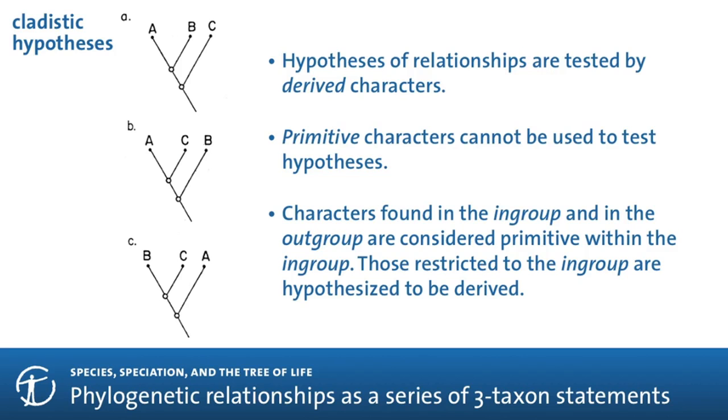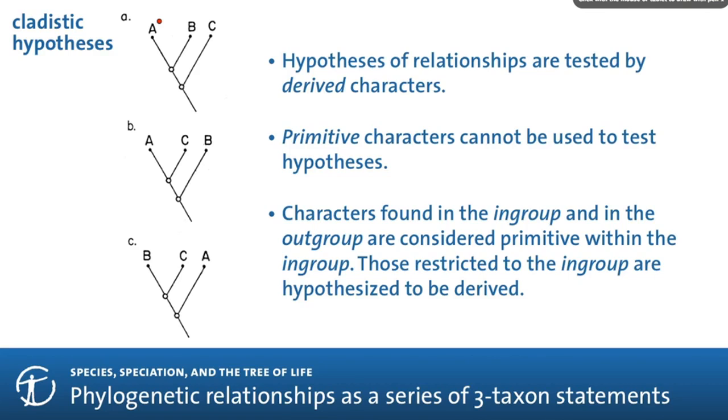Now let's talk about how we're going to build trees. We have three hypotheses here for three taxa. That's all the hypotheses that you can have for three taxa. So you can have A and B are more closely related than they are to C, A and C more closely related than they are to B, and B and C more closely related to each other than either is to A. Now, hypotheses are tested by derived characters, and primitive characters cannot be used to test hypotheses.